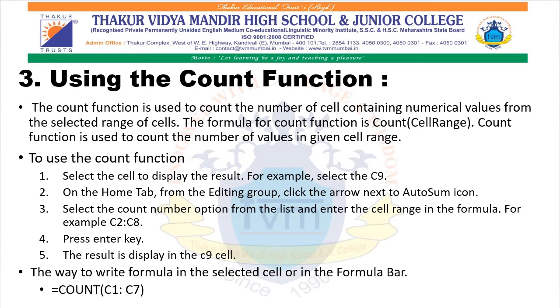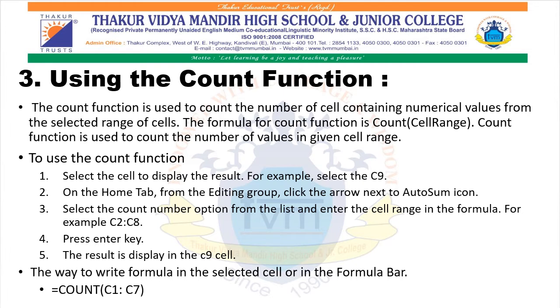Now you can manually type this formula in the selected cell or in the formula bar of that selected cell. The function is written as COUNT(C1:C7). C1 to C7 is the range from where the count function will start till where it will go. So C7 is the end point and C1 is the starting point of the range.